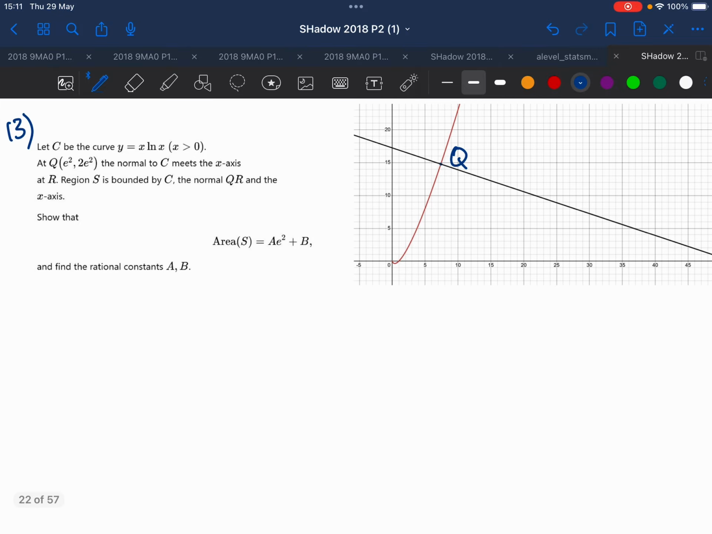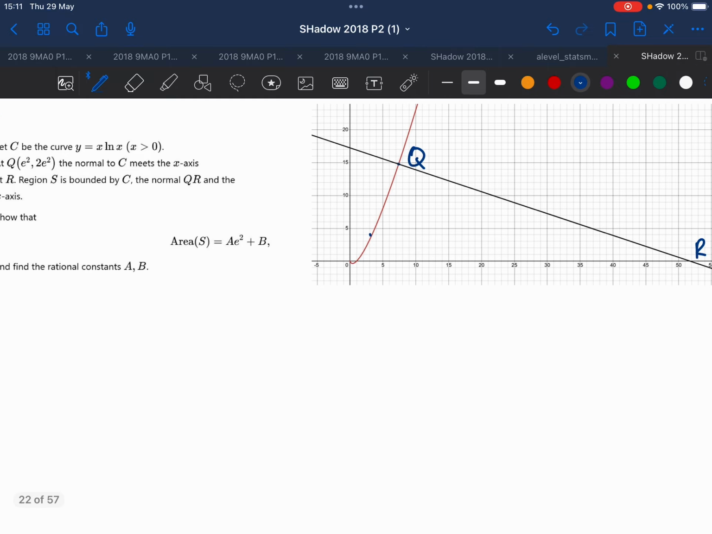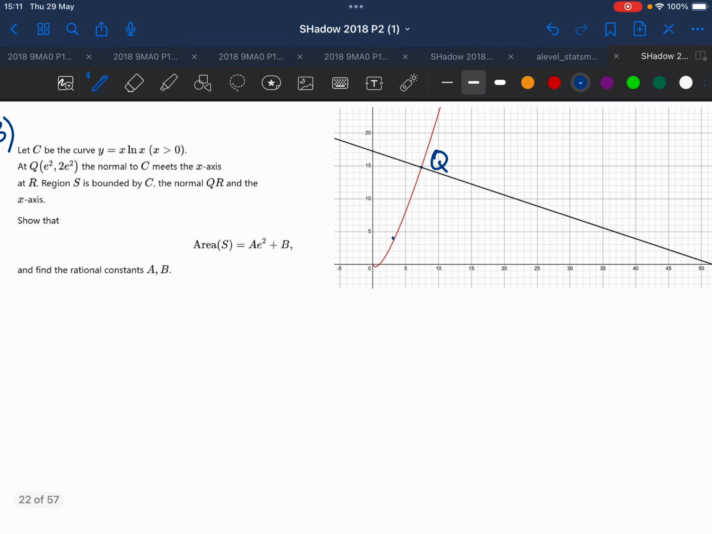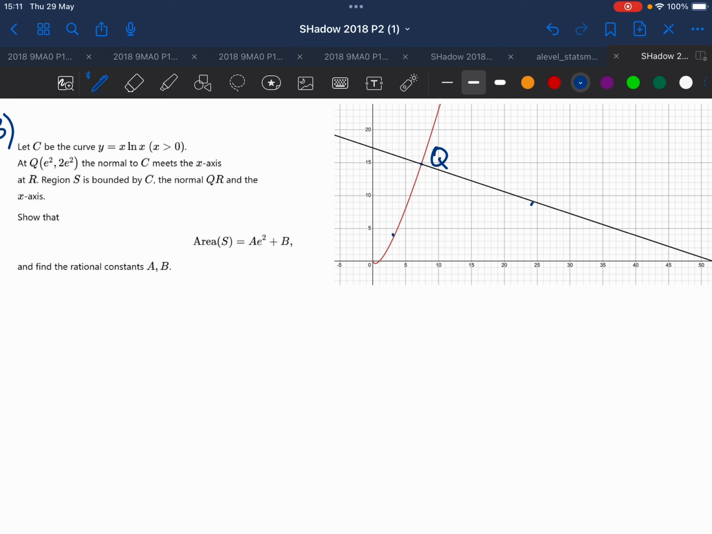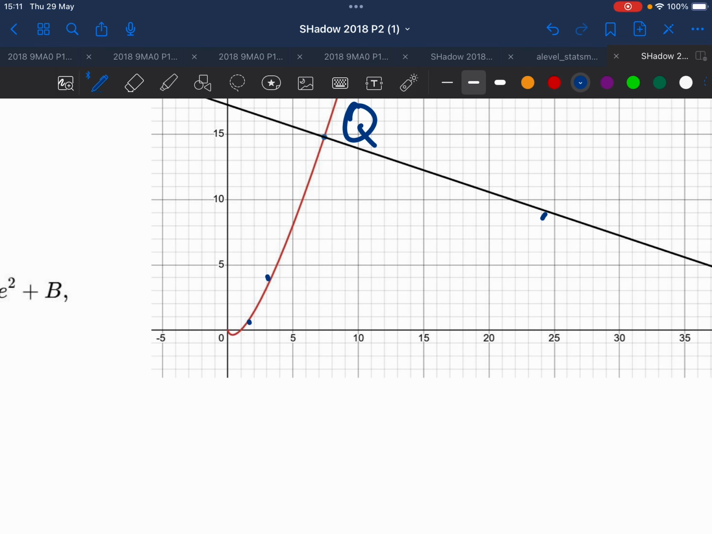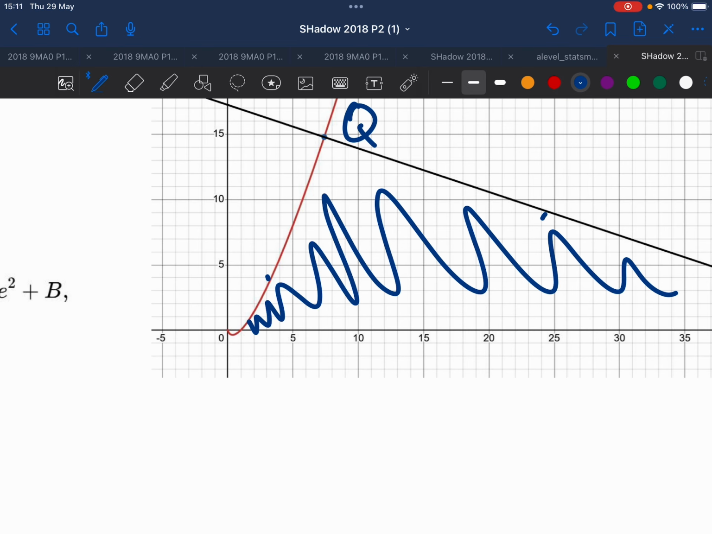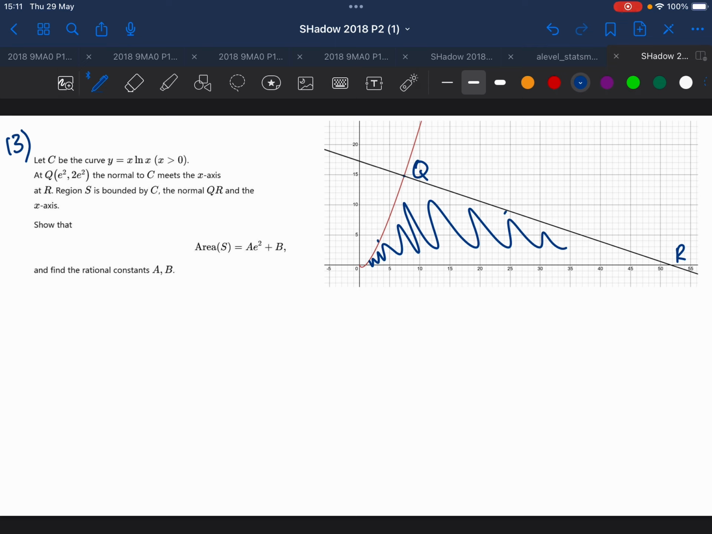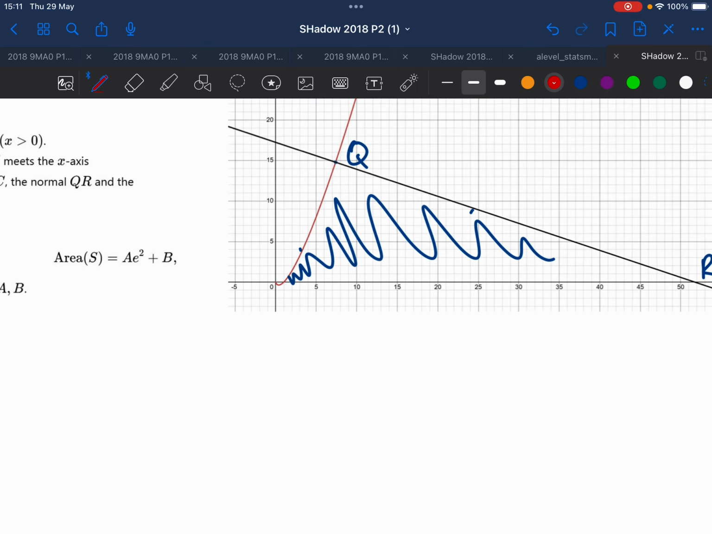And then there's a region which is bounded by C, being the red curve, the straight line here, and the x-axis. So in other words, we're trying to find the area of all of this bit here. Okay, so that's a bit tricky. It's a bit tricky because there's a lot of techniques you need to use.